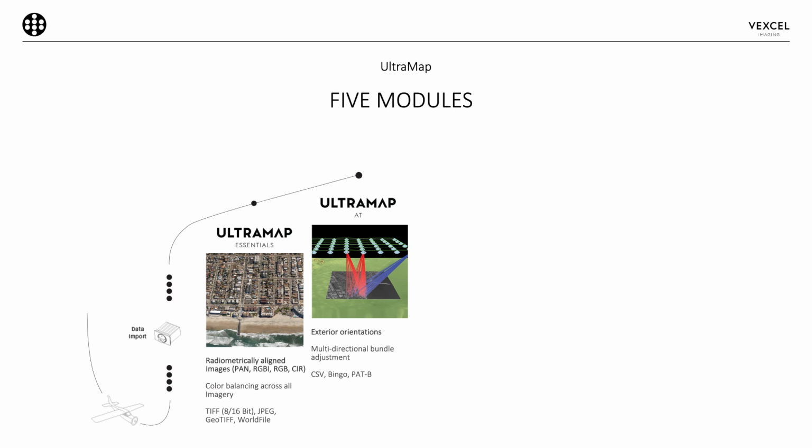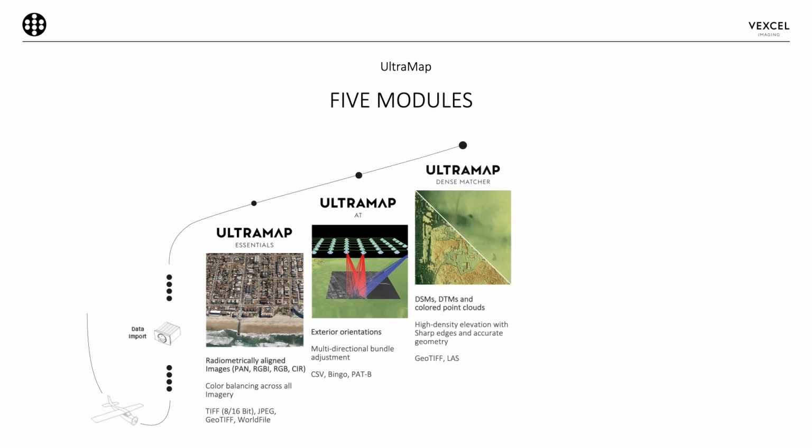Following the UltraMap workflow after the aerial triangulation, the dense matcher kicks in with the UltraMap dense matching module. It's all about 3D data generation. So in this module the point cloud is being generated, and from the point cloud a surface model and a terrain model is being derived. And again here you can export these data sets for the handling in other soft copy systems.